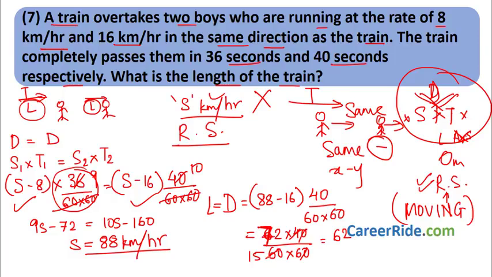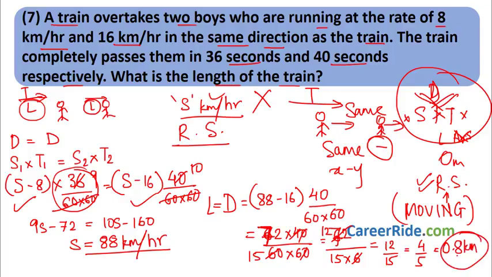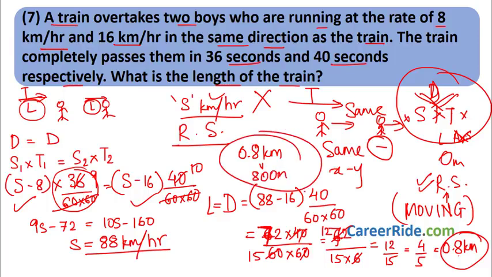72 into 40 divided by 60 by 60, right? So 72 divided by 15 into 6. 6 12s are 72, so we'll have 12 upon 15. 3 4s are, 3 5s are, this is 0.8 kilometers, right? So the length of the train is 0.8 kilometers, that is nothing but 800 meters. So the length of the train, or the distance travelled, is 0.8 kilometers or 800 meters.